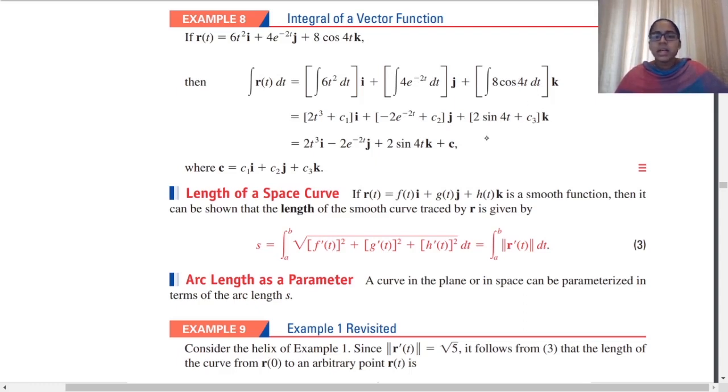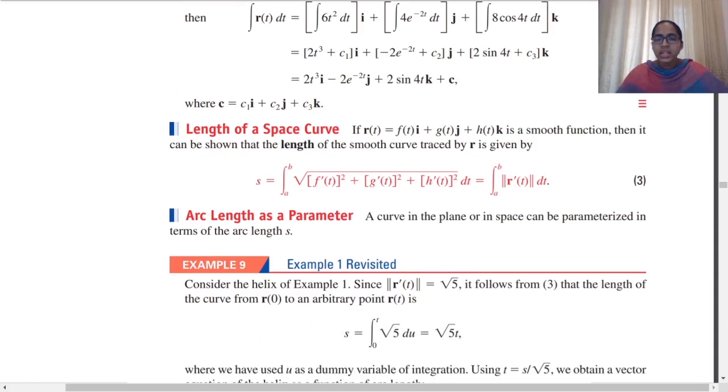And treating all these constants as a particular constant c, we get the integral of r(t) dt would be 2t³ i minus 2e^(-2t) j plus 2 sin 4t k plus c, where c is the constant c1 i plus c2 j plus c3 k. So it is pretty much simple. If you have to integrate a particular vector function, you have to integrate the corresponding component functions and mention it.